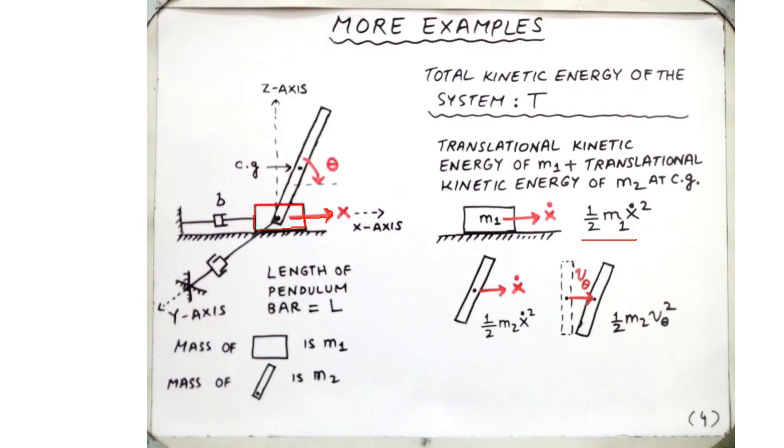So that should be half m1 x dot square. However, the kinetic energy of the pendulum bar is a bit complicated to calculate, and the reason is that the pendulum bar has a general motion because its pivot is not stationary. And we have seen such cases before in our previous lectures.